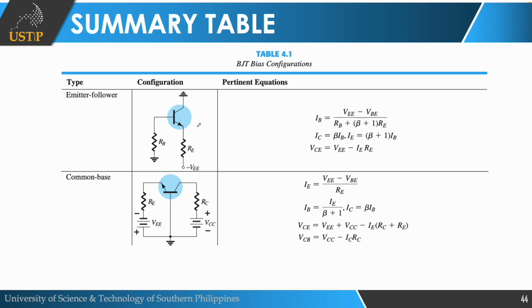And then this is your emitter follower, the common collector, where your collector is grounded and your emitter is connected to your VEE. And then for the common base, this is your connection and your equations. So that's it for all the DC biasing configurations for the BJT.